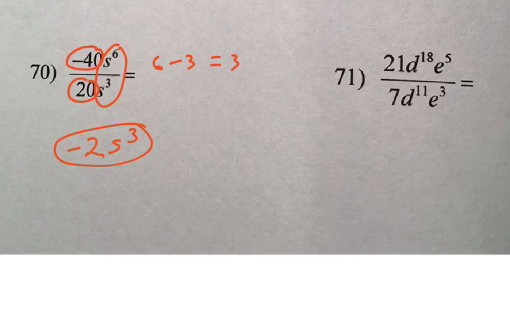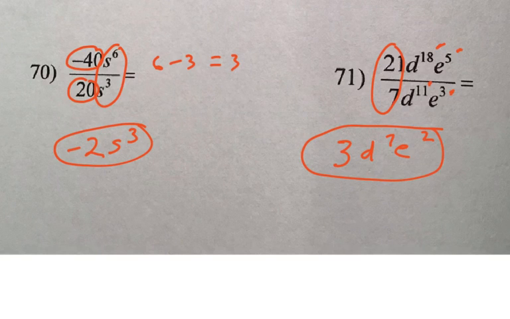Again, regular numbers we still simplify or divide like normal. The exponents we subtract. And finally, let's do one more. 21 divided by 7 is 3. Those are regular numbers. 18 minus 11 here means D7, and 5 minus 3 means E squared, or E2. Pause the video one last time. So guys, if you know these rules, you're going to do very well on the final.